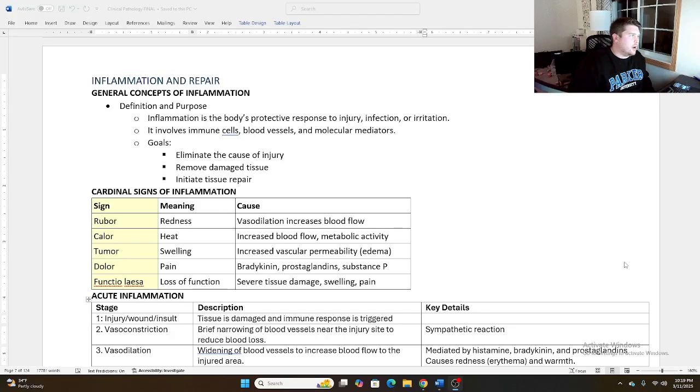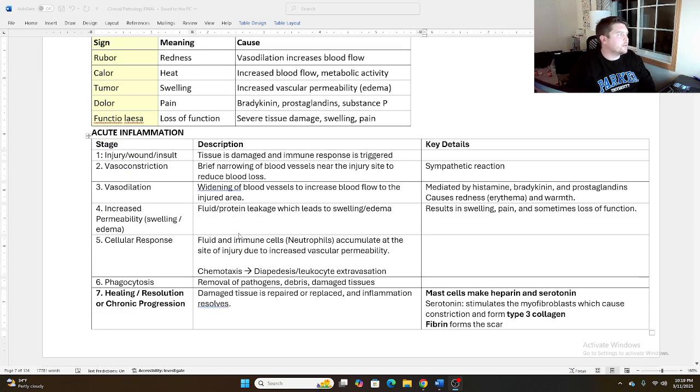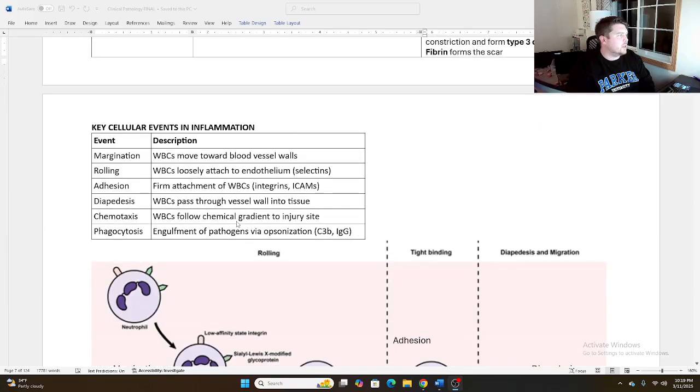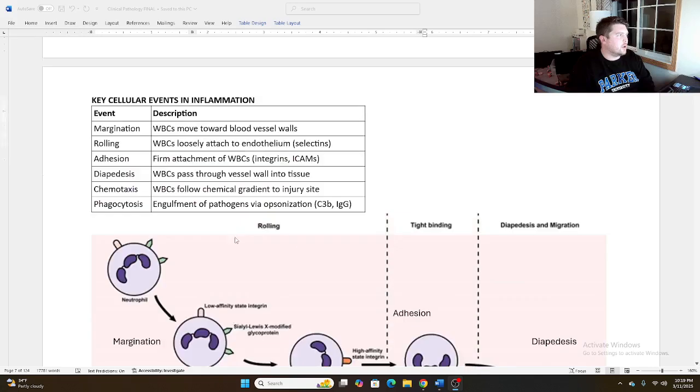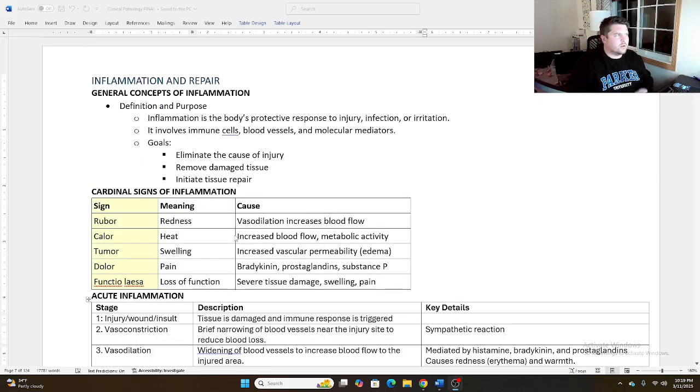Inflammation and repair is the next chunk that we're going to talk about. There's not a ton of questions that come from this whole chunk, but the questions that you will get are pretty specific to it. This chunk is also going to give us a lot of information and some specific insights into what we're going to see in other regions and other topics.